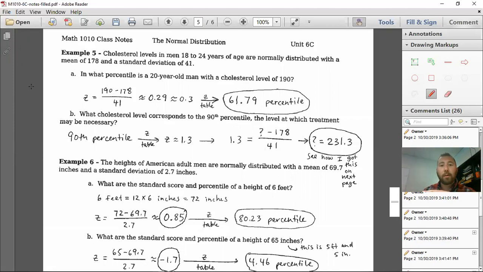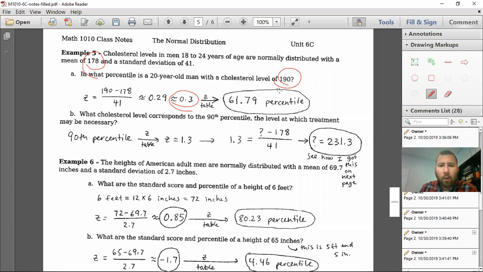Okay, cholesterol levels, standard deviation is 41. The mean is 178. So first of all, in what percentile is a 20-year-old man with a cholesterol level of 190? Well, you calculate the z-score. First of all, let's just talk about what we expect. Cholesterol level of 190, that's higher than the mean of 178. So you calculate the z-score. It comes out to be positive. It comes out to be about 0.3 if you round to the nearest 0.1, which is actually what we want to be doing with our table. I said 0.05 earlier. Really, we want to round to the nearest 0.1.